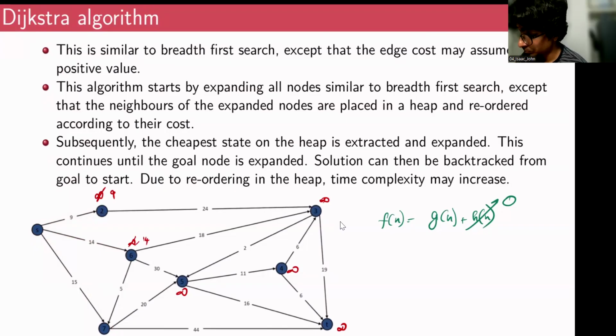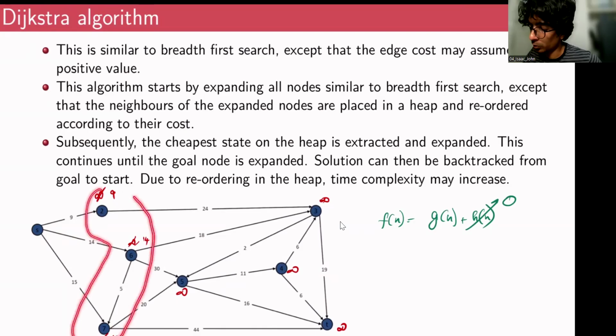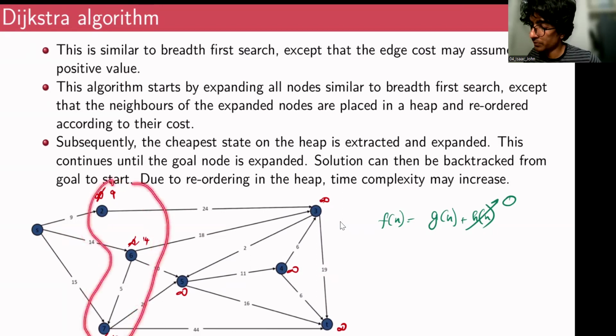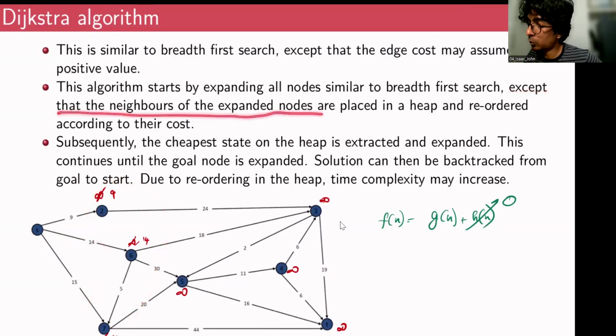And the next neighboring node is node 7, and the cost to reach node 7 is actually 15, right? If you go by the breadth first algorithm, you can basically explore any of these nodes. This could become part of the next level. So going by the breadth first, you could explore any of these nodes. But in Dijkstra, the neighbors of the expanded nodes are placed in a heap and reordered according to their cost. So we basically classify them according to their cost.